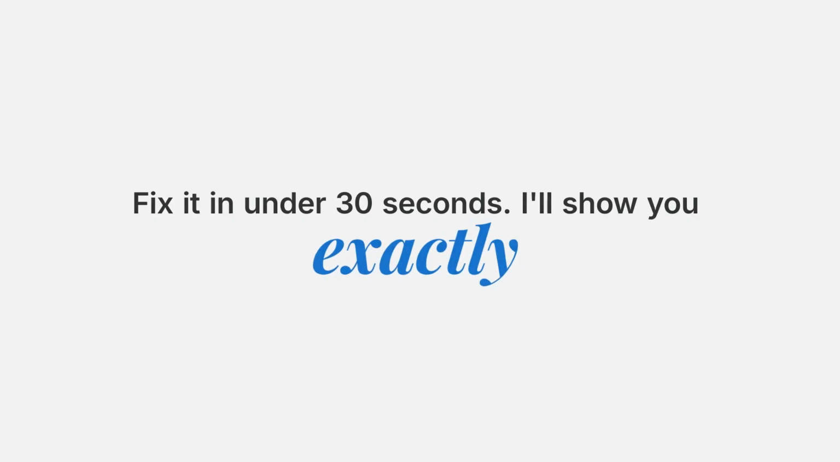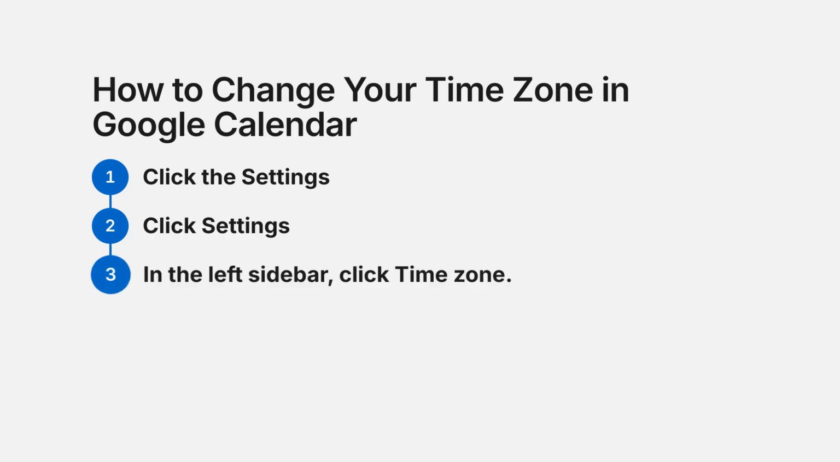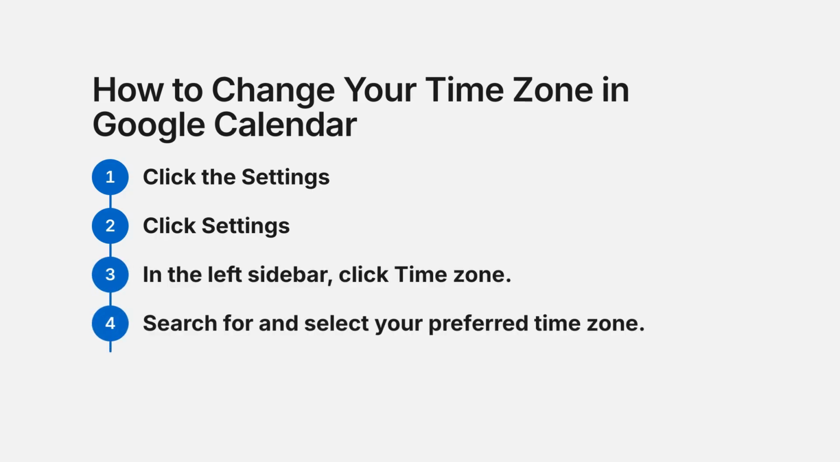Are you tired of missing meetings because your calendar shows the wrong time zone? Fix it in under 30 seconds. I'll show you exactly where to click to change your time zone in Google Calendar. Just follow these 5 simple steps.